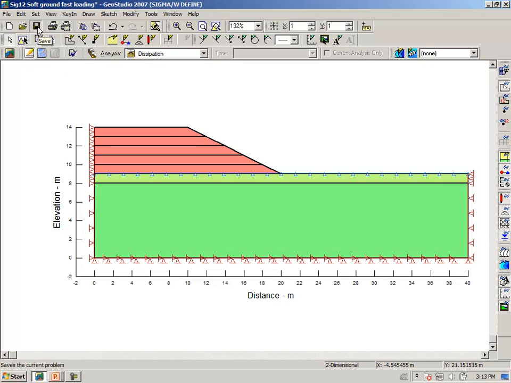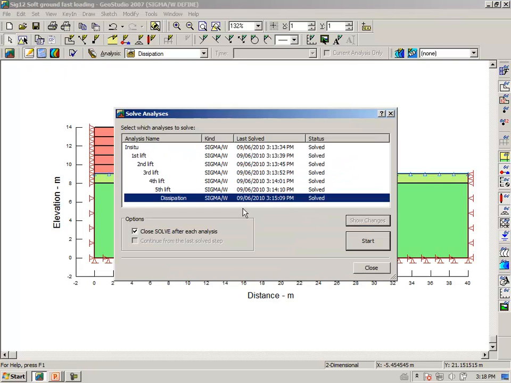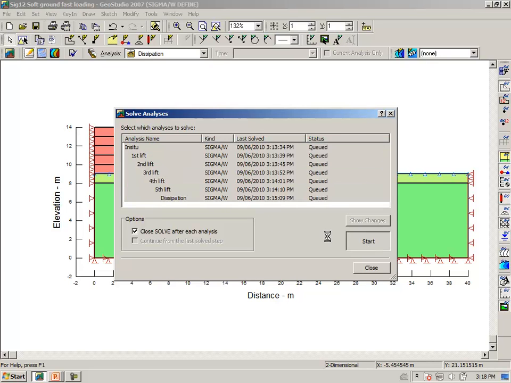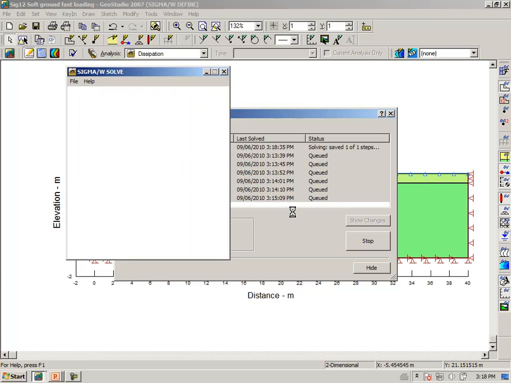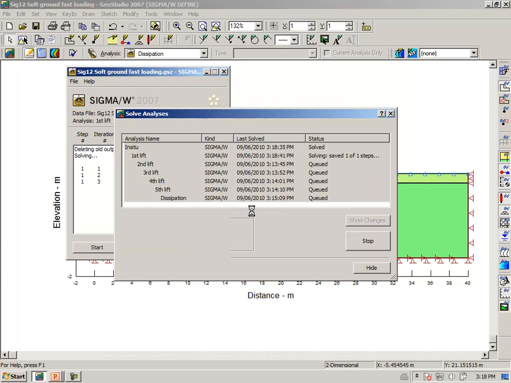Clicking on the Save icon, we should save the problem. Clicking on the Solve icon, then, we can proceed to select all of the analyses and click on the Start button and analyze the whole process from in situ analysis to the dissipation phase. It takes a few minutes to make all the calculations.